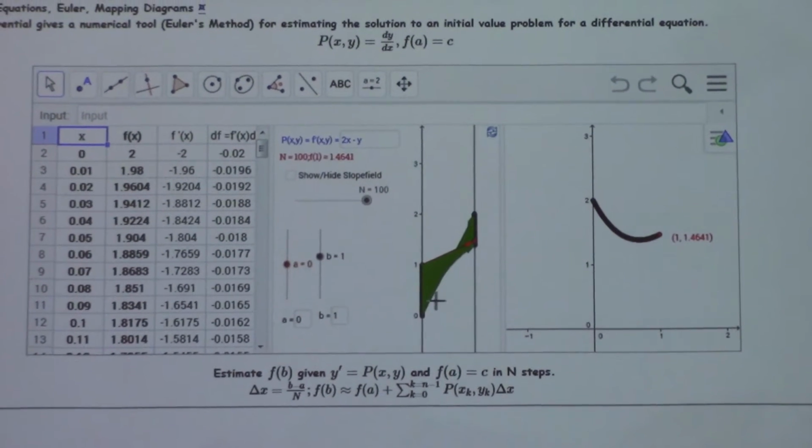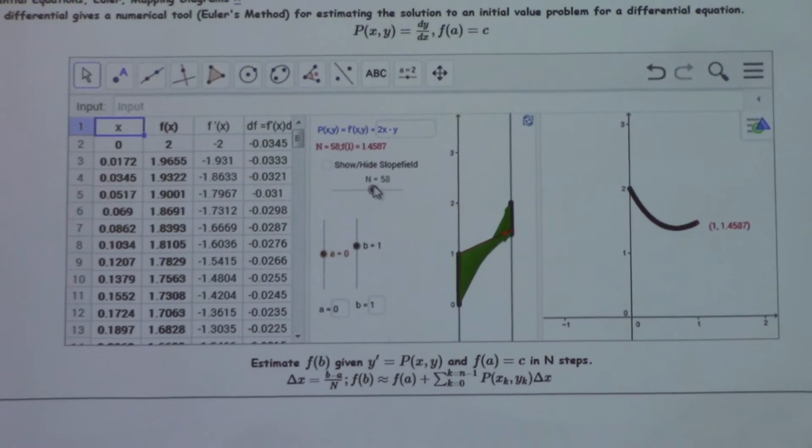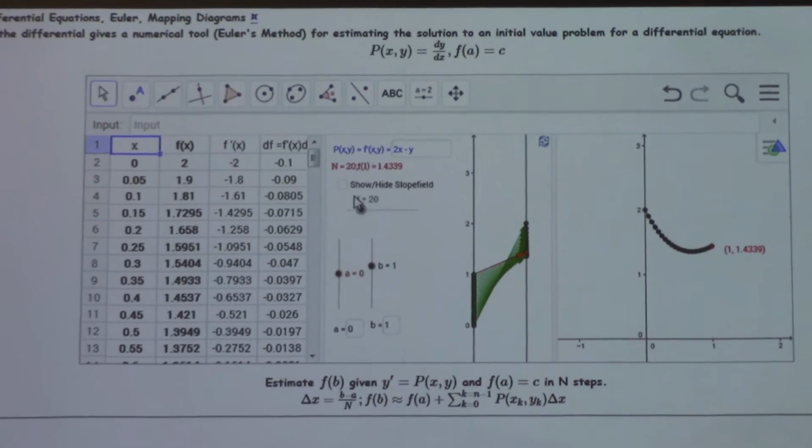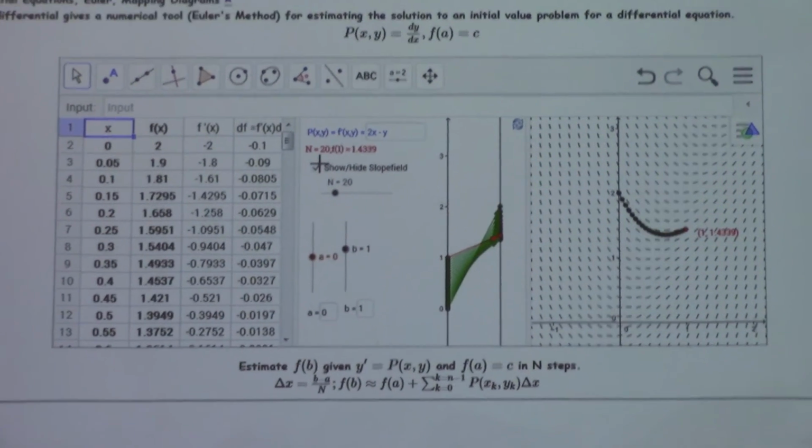Now that actually fits into a slope field. Let's take it back down to a number that's more tolerable. And here's the slope field that's fitted in. That comes from that differential equation.